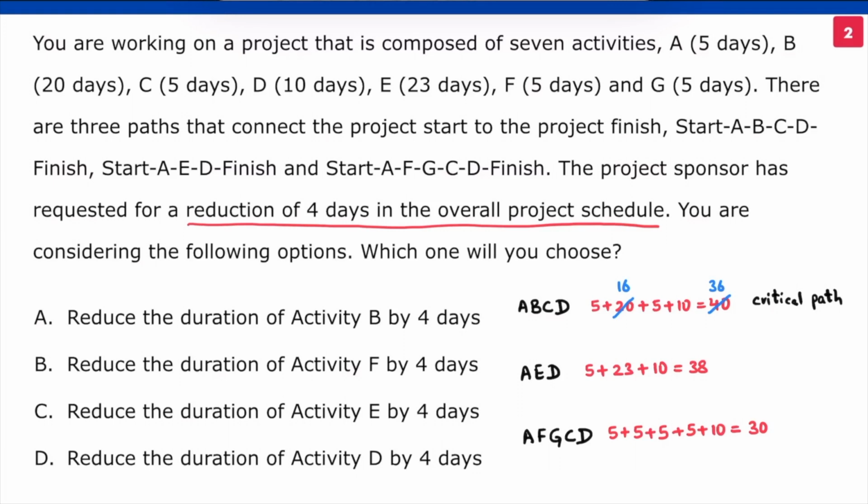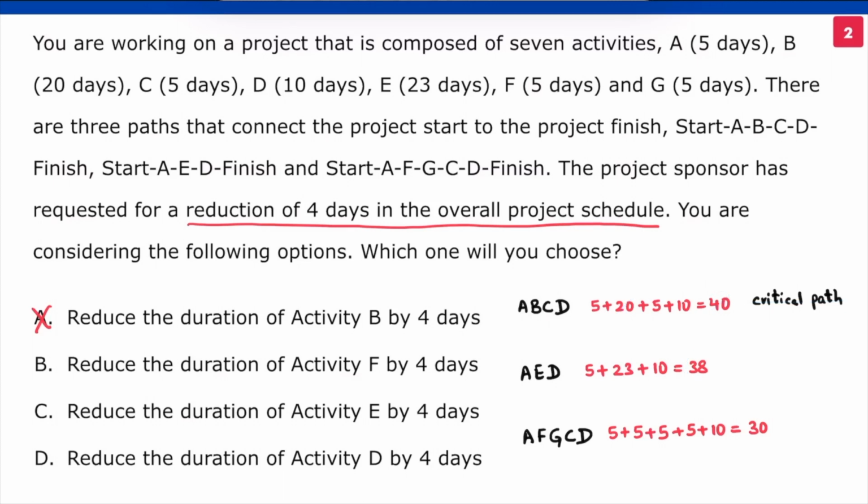No, that's not right. The duration of A, B, C, D is reduced to 36 days, but the duration of path A, E, D is still 38 days. It is now the path with the longest duration. A, E, D is the new critical path. So, we still need a minimum of 38 days to complete the project. Option A is incorrect. Next, let's check option B.